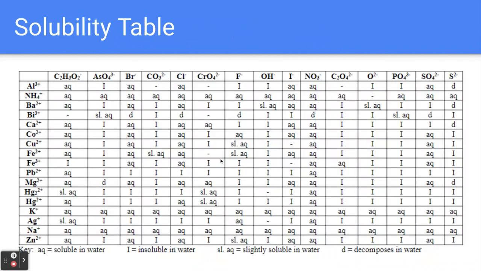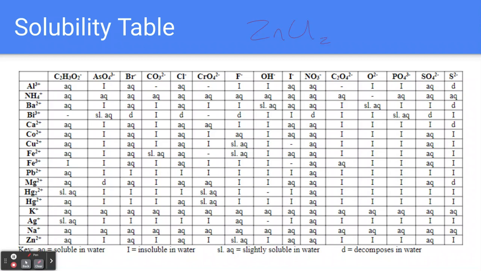So here's the big table. It's called a solubility table, and it tells us whether things are soluble or not. So if we take a look, we're going to use this. We're kind of going to use it like a multiplication table. You're going to find the two things that you want to deal with, and then you're going to take a look at what's in that box. So if I take a look and I see, all right, I want to be dealing with, let's say, zinc chloride.